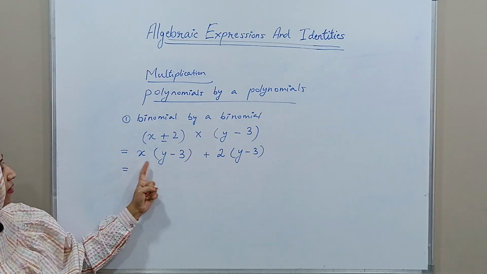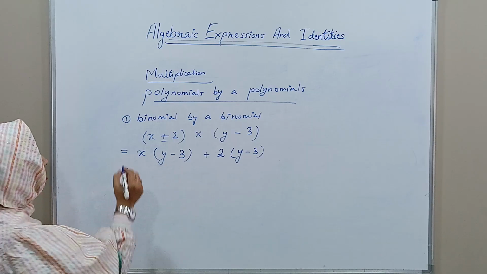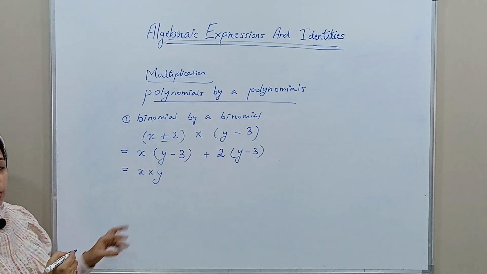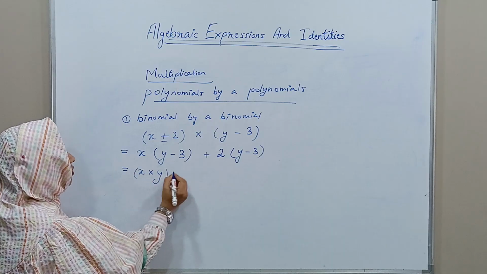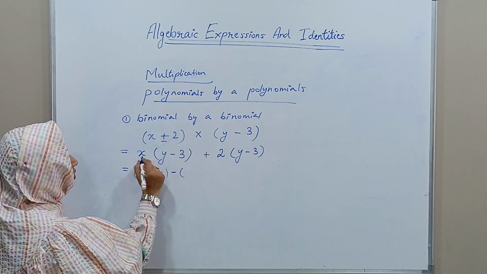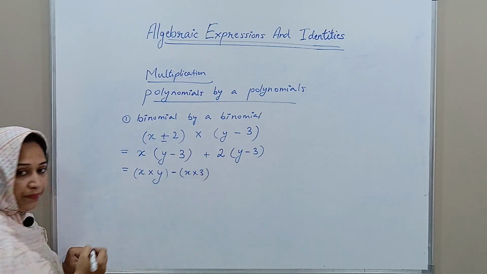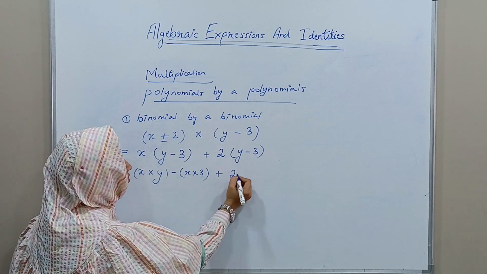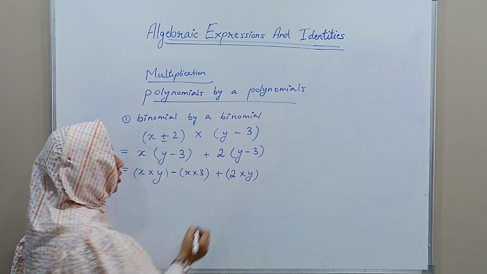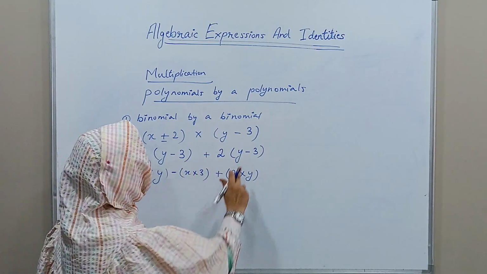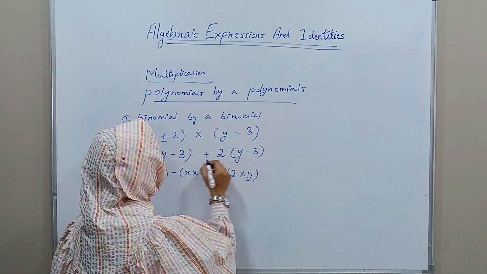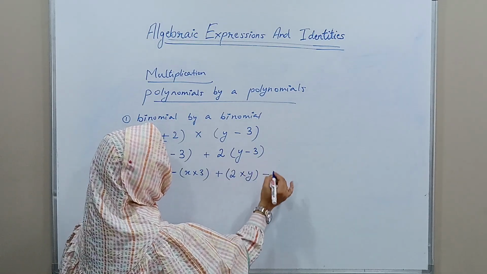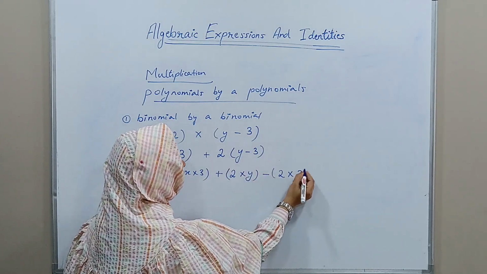Now you have to multiply x with both the terms of the binomial. So we say x into y, that is the first term of the second binomial. Then you have a minus sign, so put a minus sign, and then x into 3. Then here you have a plus sign, so put a plus sign, then 2 into y. Then you have a minus sign, so say plus into minus, it's minus, or we can write down minus as it is, since it will not change the answer, and then 2 into 3.